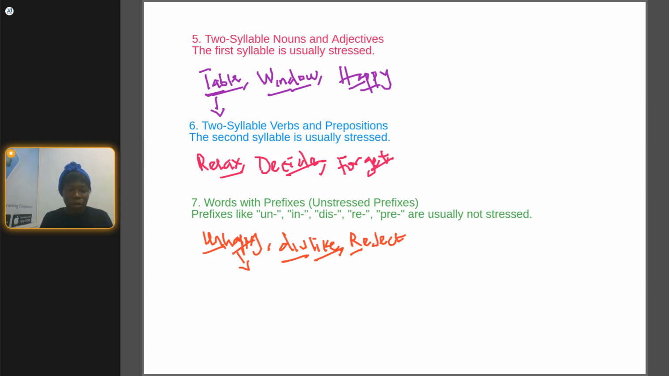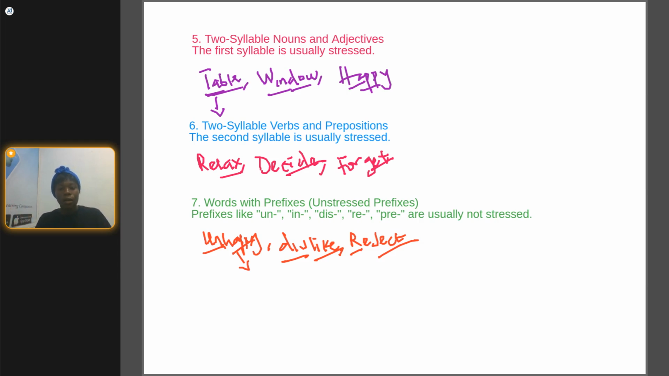And then for reject, the syllable ject has the stress. Reject is just two syllables, and re is a prefix. So if re is not stressed, then it means that the other syllable is the stressed one.